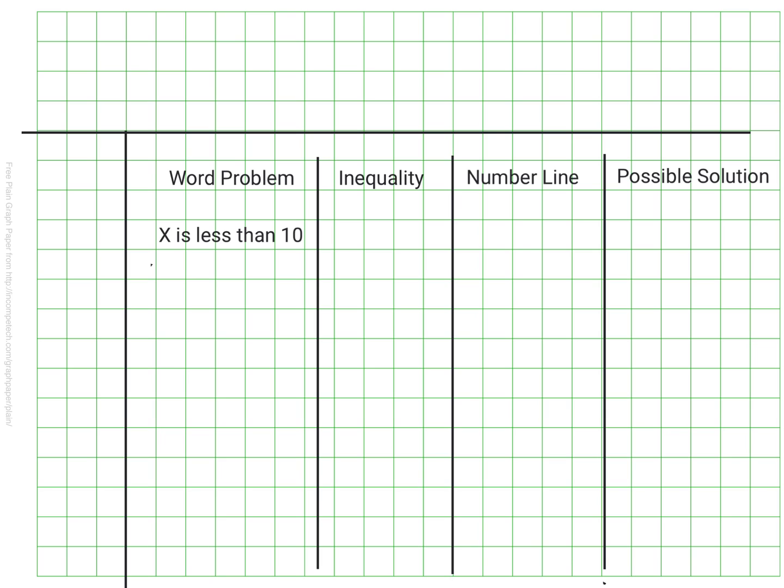So here's the first one. I would read this as x is less than 10. So I would write that as x is less than 10. And I'm going to make a quick number line here. I'm just going to put 10 right there in the middle. And if it's less than 10, that means it doesn't include 10, so it's going to be open, going to the left, which means a possible solution would be anything that's less than 10. So maybe 4 or 0 or -2. Anything that is less than 10 would work there.